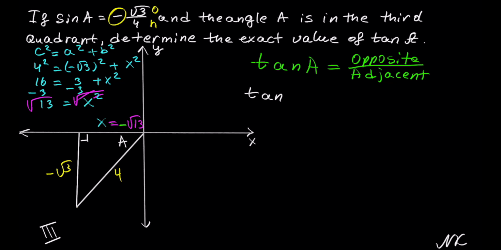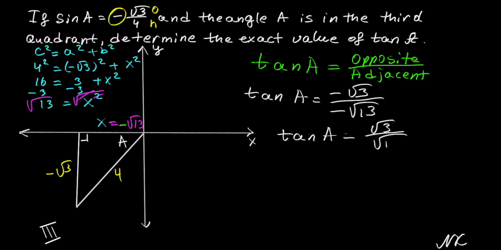So tangent of A is equal to, opposite side is negative radical 3 out of adjacent side is negative radical 13. Negative divided by a negative gives us a positive, so tangent of A is equal to radical 3 out of radical 13. We need to rationalize the denominator, so we need one more factor of radical 13 in the denominator. Whatever we multiply the denominator by, we have to multiply the numerator by the same thing.